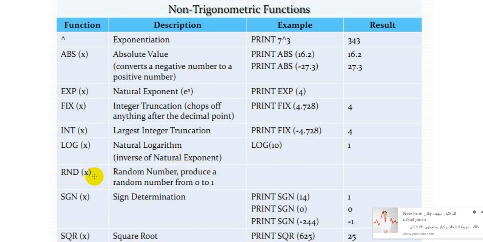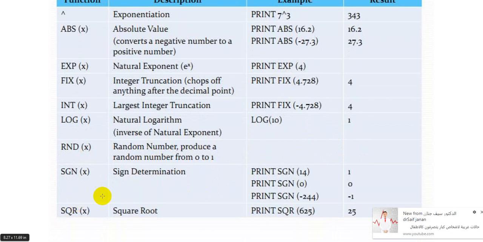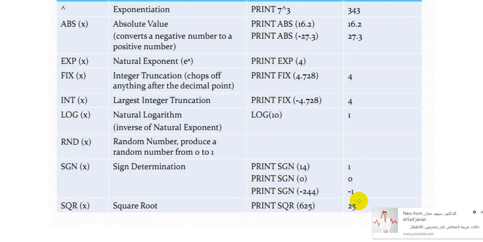RND(X) produces a random number, as you can see right here. SGN(X), sign determination, meaning determining the sign. Print SGN for 14, 1. Print SGN for 0, 0. Print SGN for 244 is going to be 1, as you can see right here.